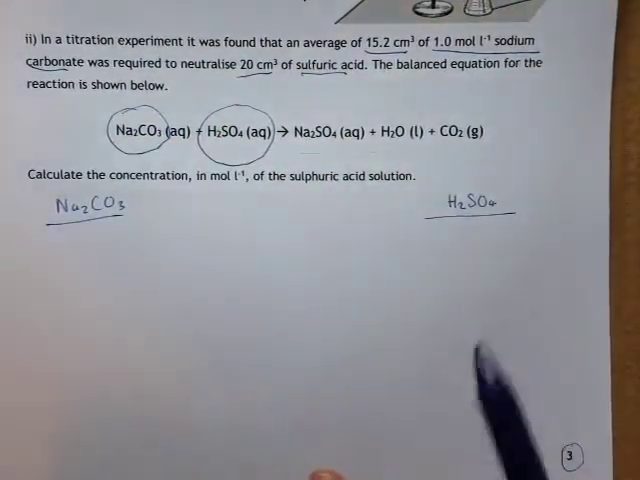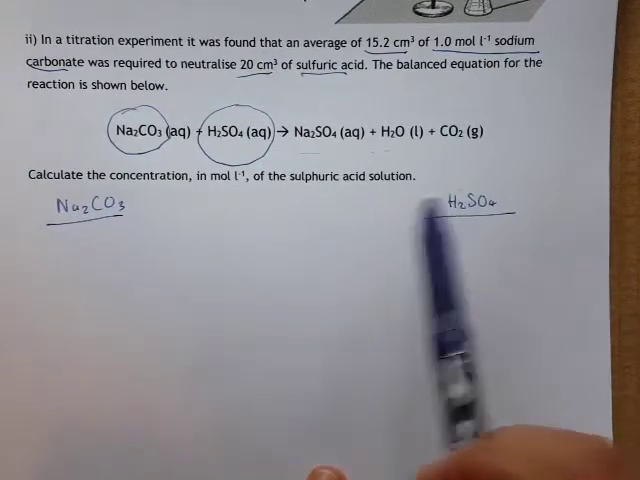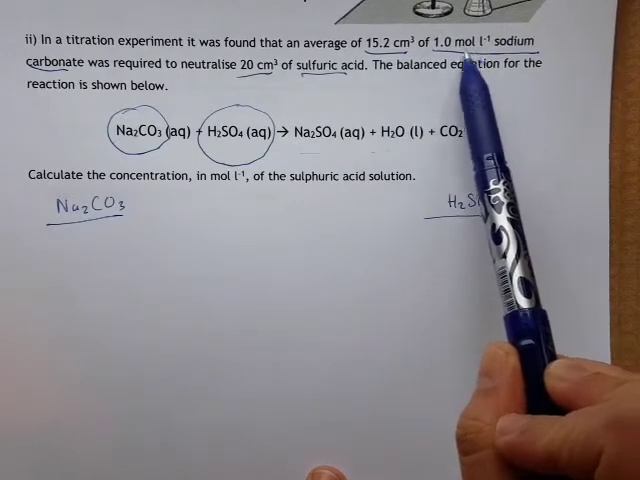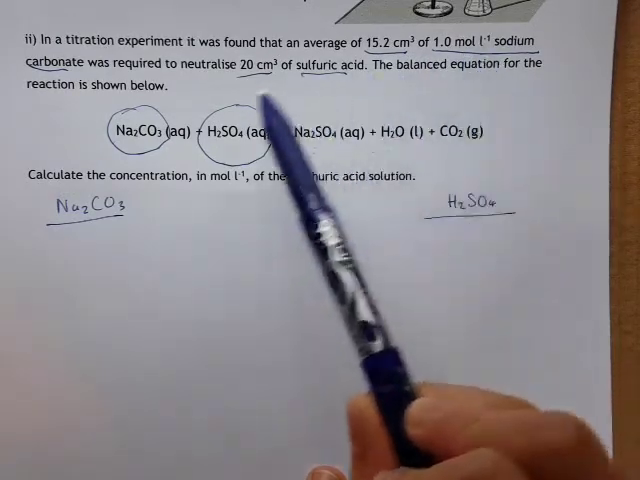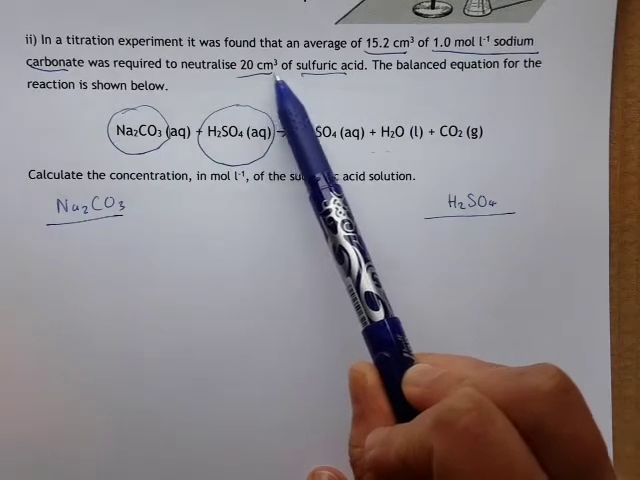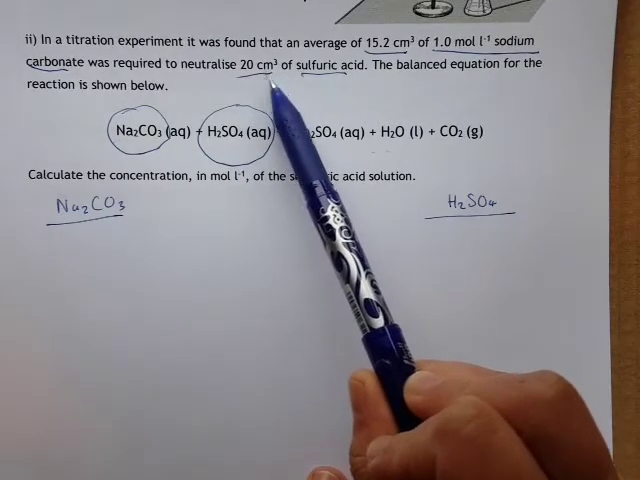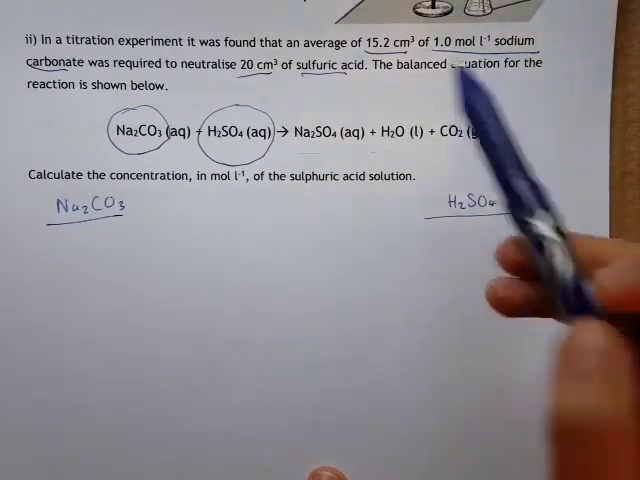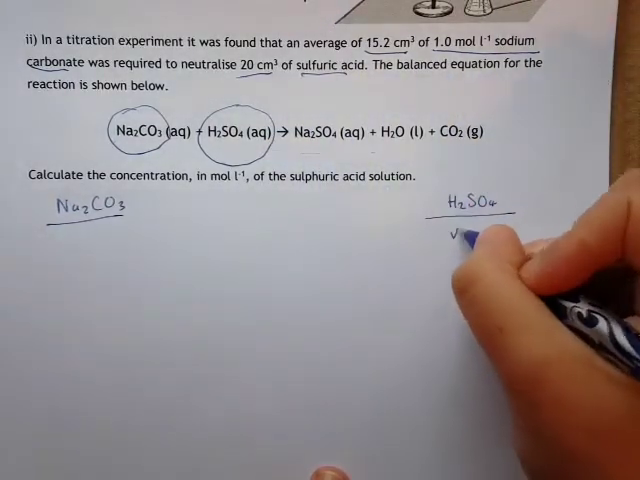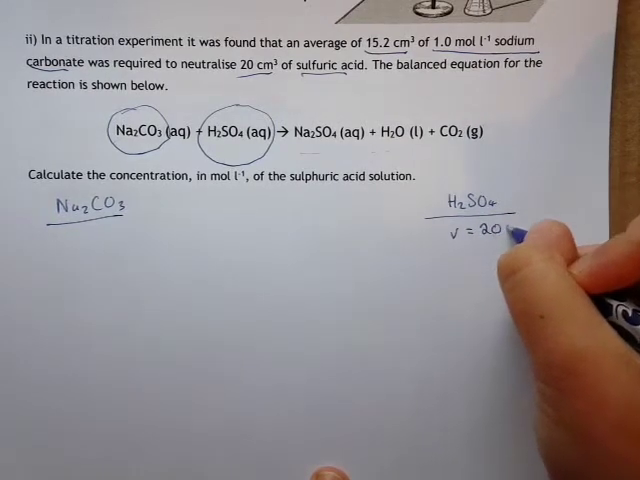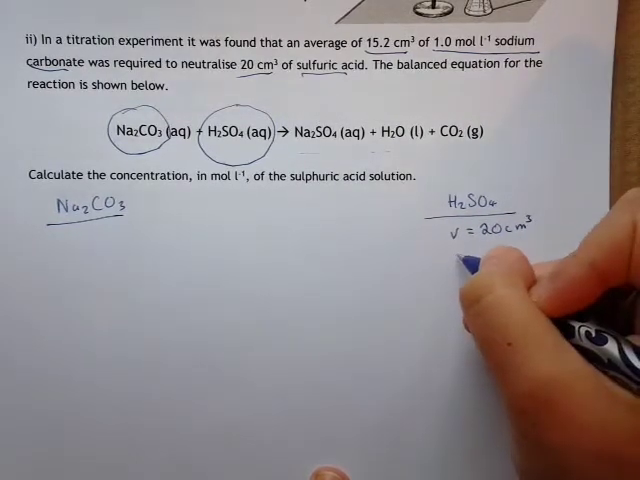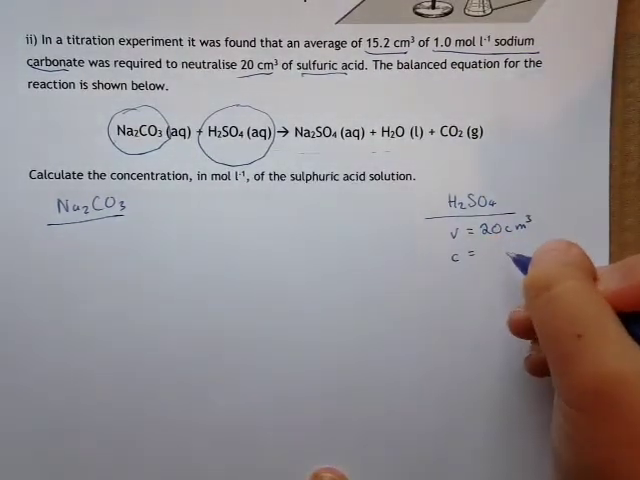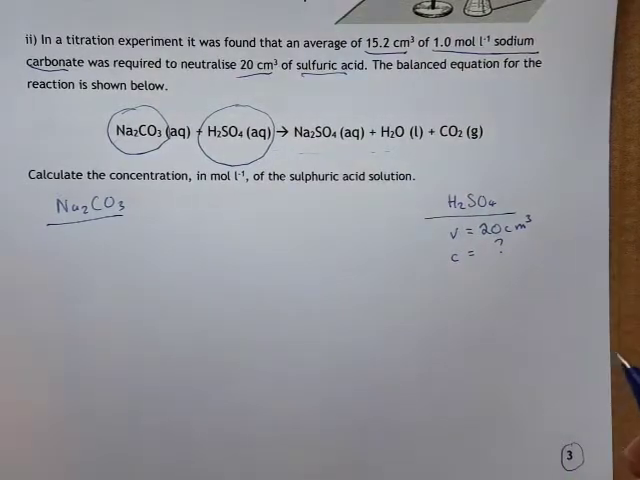Now, if you got a little bit mixed up with this and started trying to work out masses and GFMs and things, you should recognise it's starting to talk about moles per litre, and it's also giving us volumes, values in centimetres cubed, which you should recognise as a volume, not a mass. So for our sulphuric acid, we had a volume of 20 centimetres cubed, and it's asking us to calculate the concentration in moles per litre of the sulphuric acid solution, so that's a question mark.